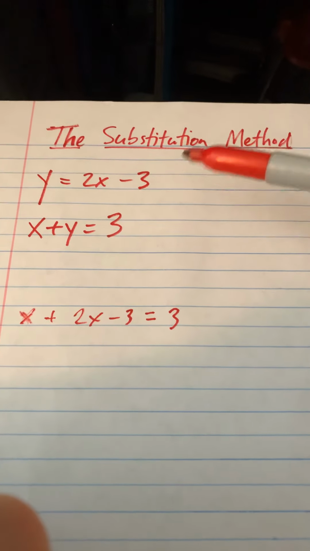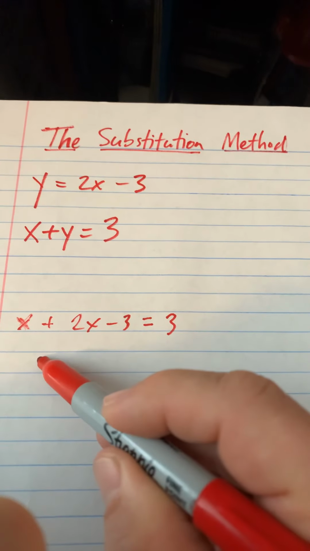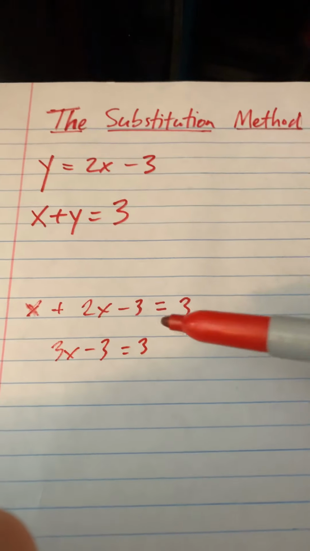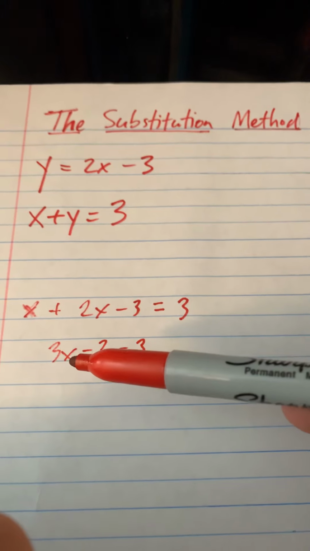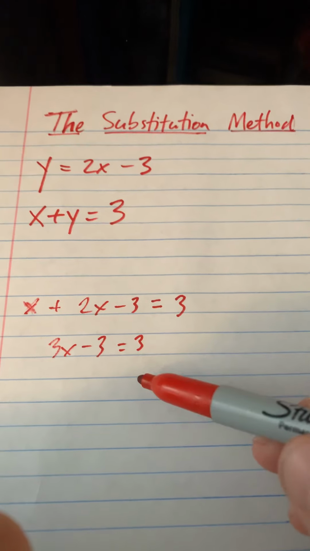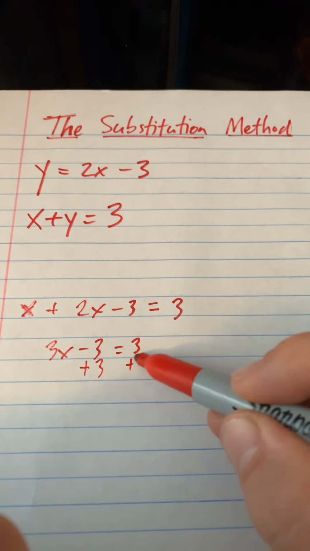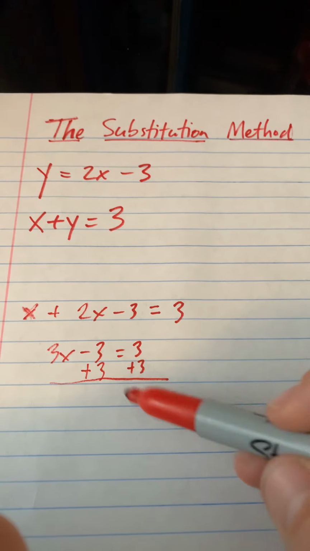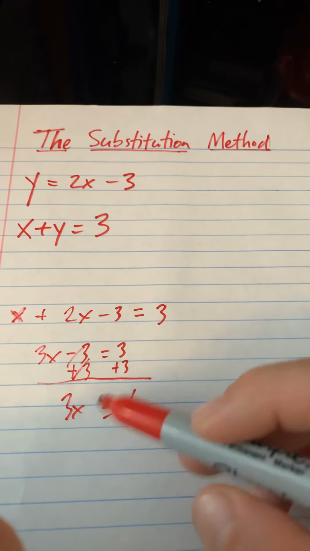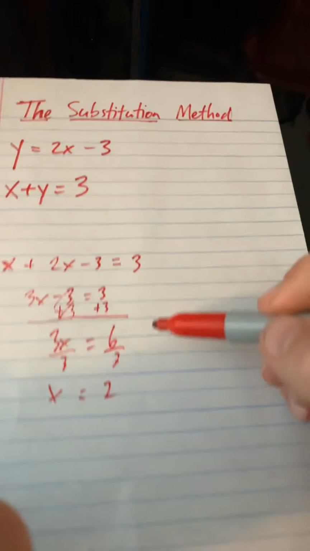Now check it out. I can combine like terms, and that gives me 3x minus 3 equals 3. Now we're dealing with just one variable, so I can find the value of x. How are we going to do that? We add 3 to this side, add 3 to this side, and those cancel out. So 3x equals 6. Divide both sides by 3, x equals 2. See that?